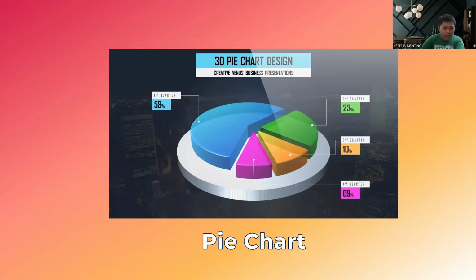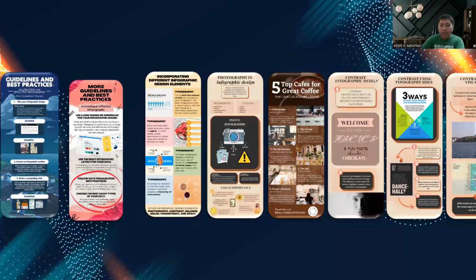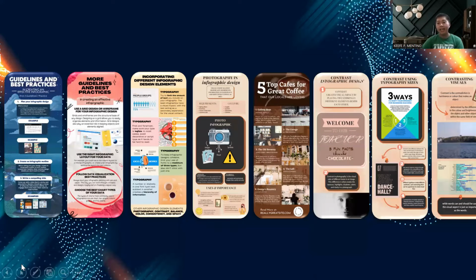So, after ng ating bar chart types, as we discussed, meron yung 4. Yun na yung ating guidelines and best practices. Okay? So, ayun na nga. Una, magplano tayo. I-plan natin yung design. Pangalawa, gumawa tayo ng outline. Pangatlo, gumawa tayo ng compelling na title.